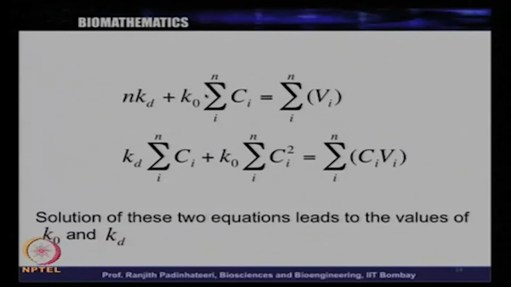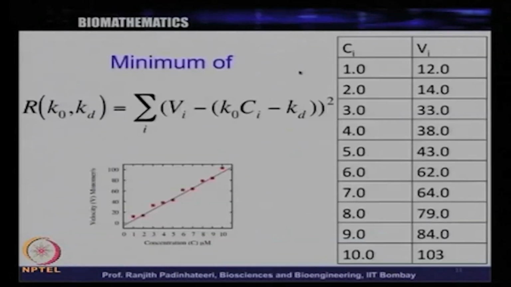So if you know the sum over I C I from the experimental table, we had already this table with C I's and V I's. If you go back here, we had this particular table with C I's and V I's.